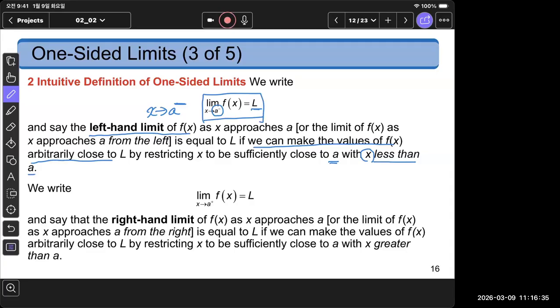In a similar way, this notation with a plus is called the right-hand limit of f of x as x approaches a. That is the case when we can make the values of f of x arbitrarily close to L by restricting x to be sufficiently close to a, but I want to consider only the right-hand side of a. In other words, I want to consider x greater than a. So those will give you one-sided limits.